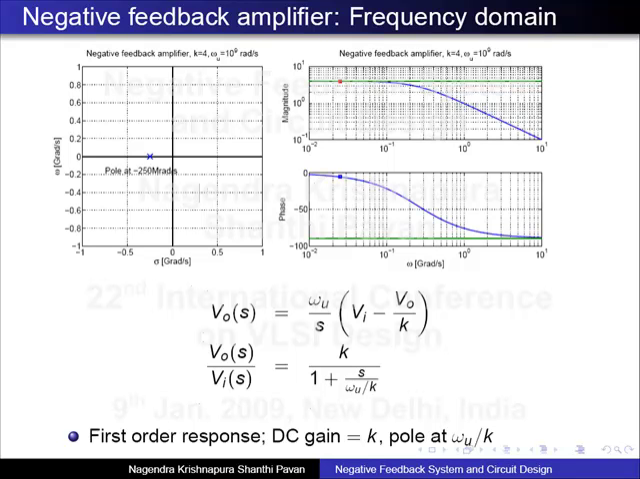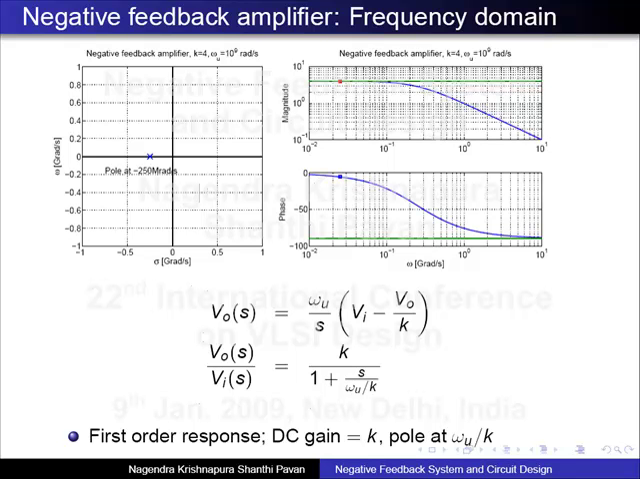Now, what does s equal to 0 correspond to? DC. If we substitute s equal to 0, we get k, which is what we wanted, right? We wanted to realize an amplifier of gain k. Now, it does behave like an ideal amplifier, but you see that this amplifier has a pole at omega u by k. So, what does it mean? The magnitude response will be k for low frequencies, and for high frequencies it simply falls down.